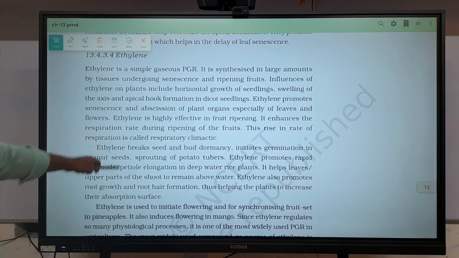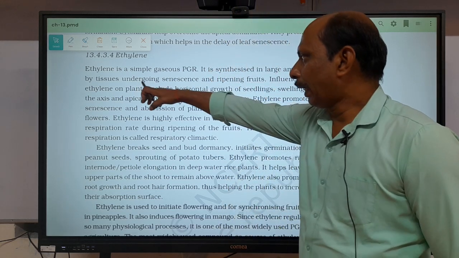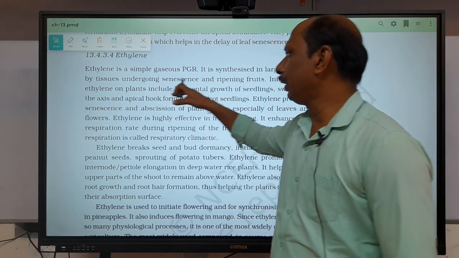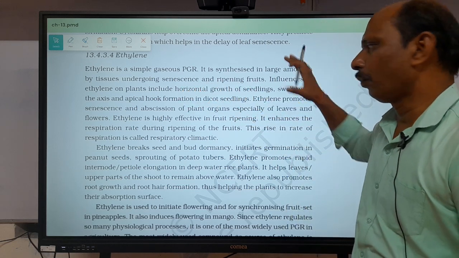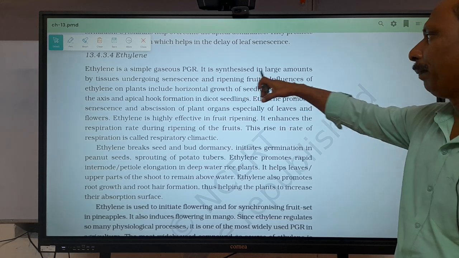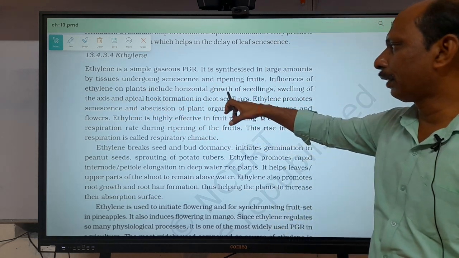Okay. Now another one we have is ethylene. This is a gaseous PGR. Ethylene is a simple gaseous PGR. It is synthesized in large amounts by tissues undergoing senescence and by ripening fruits. Senescence means undergoing old age, right? And ripening fruits. Influences of ethylene on plants include horizontal growth of seedlings.